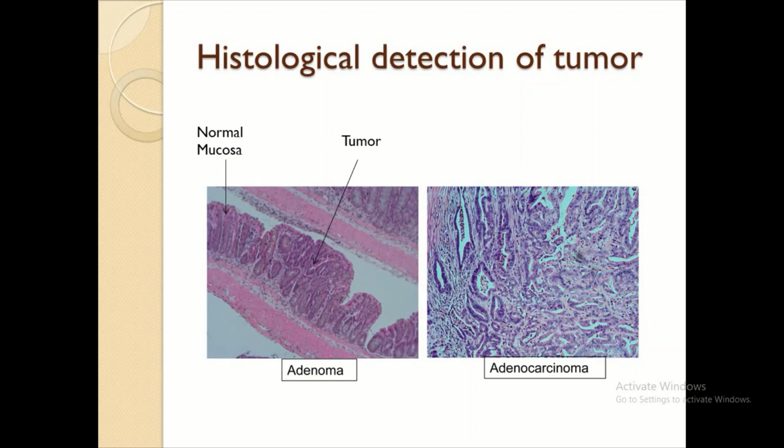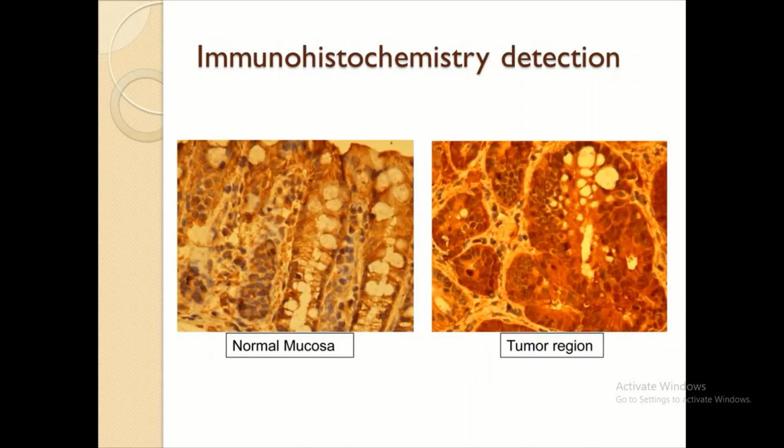So in this picture, on the left adenoma, you see the normal mucosa which is there. To do histology, a small piece of tissue will be embedded in paraffin. Then they cut it into small slices, like 5 micrometer sections, and then stain with hematoxylin and eosin. After that, when you view under the microscope, you can locate specifically the normal mucosa and the tumor.